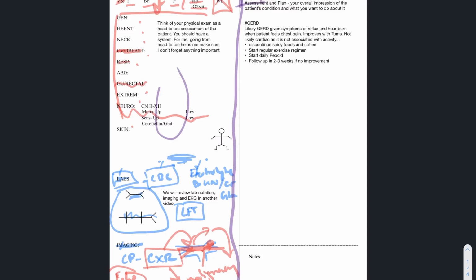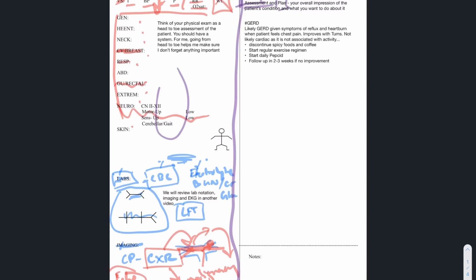Was brought in by ambulance to the ER, found to have ST segment elevations on EKG, and troponins were elevated, admitted for cardiac catheterization, something like that. So that is your assessment, and then your plan is what you want to do for that patient.